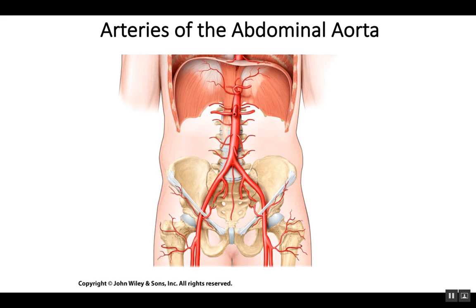So in the next video, we're going to move into the abdomen. We're going to follow that aorta, see it penetrate through the diaphragm. There's a hole there known as the hiatus. And then we're going to learn all these different arteries that come off of your abdominal aorta.